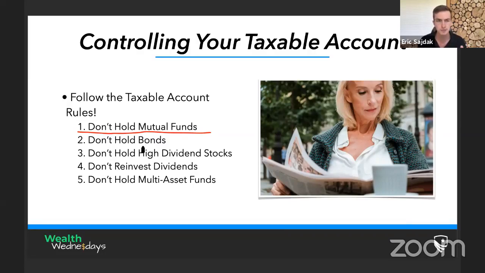Okay. The 5 rules here, just to kind of go over them. Don't hold mutual funds. Don't hold bonds. Reason you don't want to hold bonds is that's interest each and every year that becomes taxable. Don't hold high dividend stocks. The reason being all of those dividends become taxable in that given year. So you want to hold low or no dividend stocks because, again, we want to control the income that comes from that account. Don't reinvest dividends.